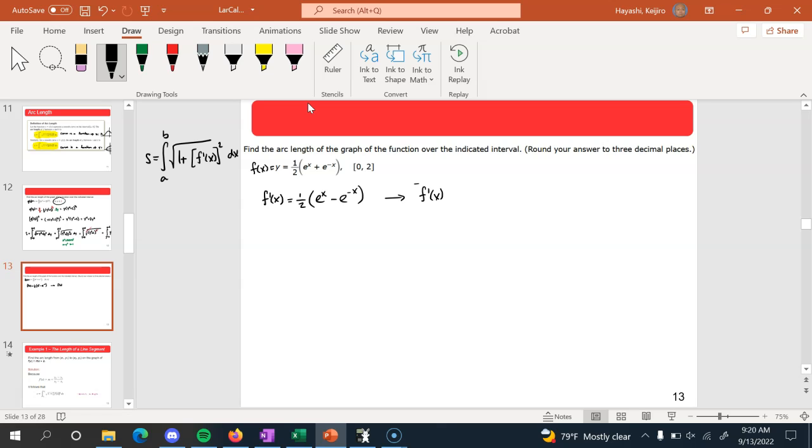So if you take that f prime and you square it, well, it's like taking two of these and multiplying them together.